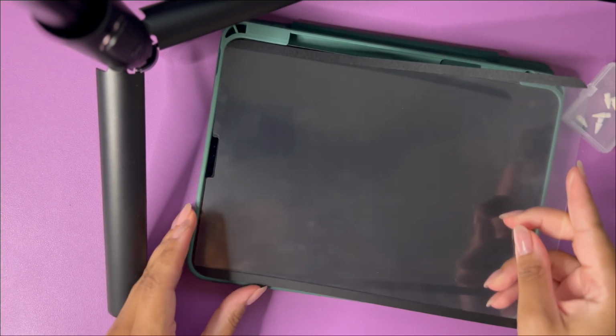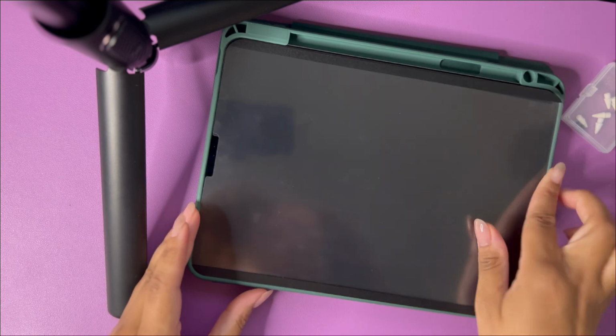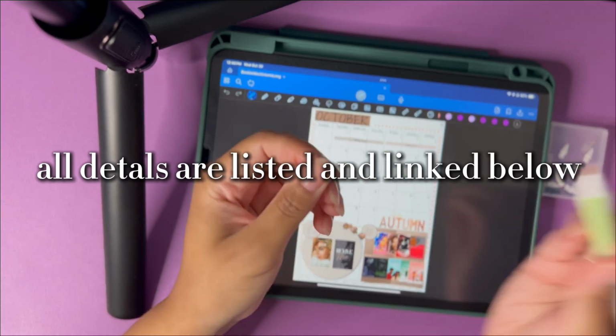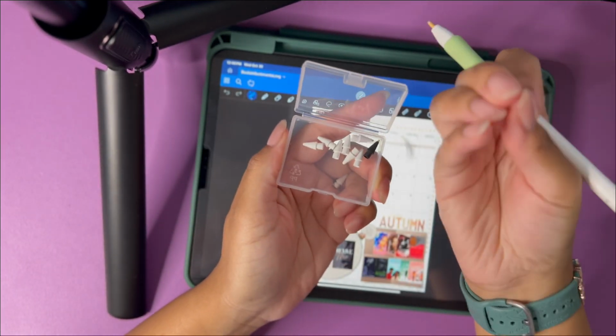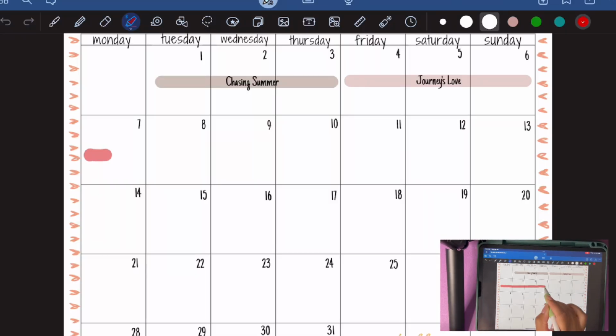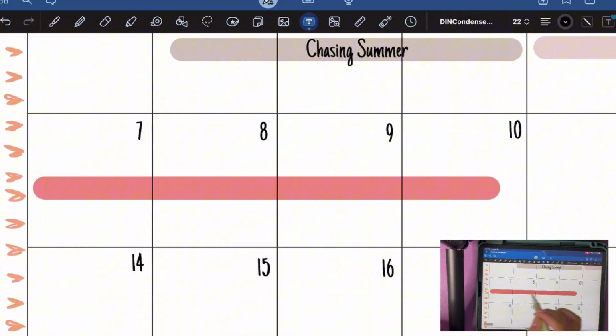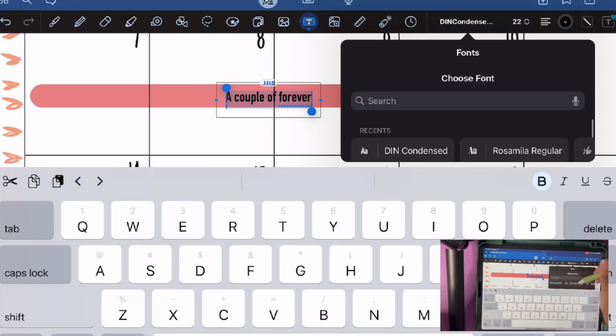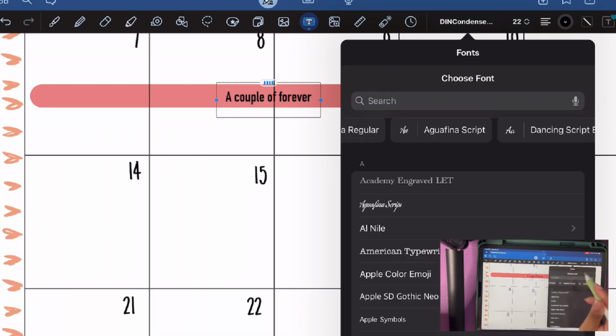And then I also like to change the tip of my pencil to one that's more like a pen, and I only use that tip when I'm using the paper feel screen protector. Otherwise it might scratch my screen, even though it does already have its own screen protector on it as well. Anyway, so we're moving into my calendar for October.